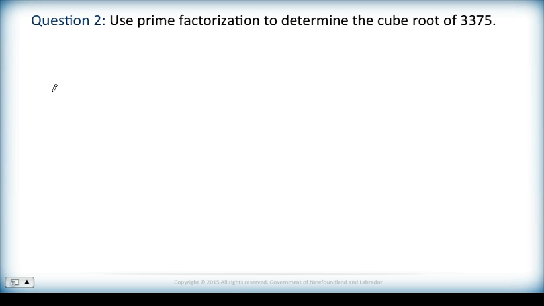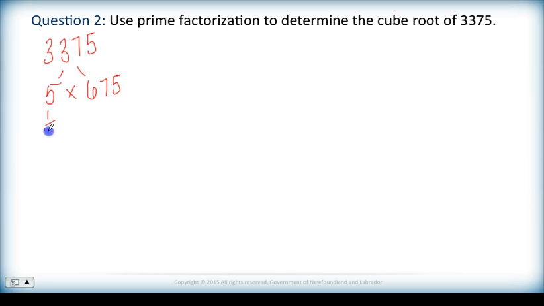Next, number 2: use prime factorization to determine the cube root of 3,375. So what we're going to do is start off with our prime factorization of 3,375. And we're going to decide what number to start off with. Well, since it ends in 5, we can start off with the prime number 5. 5 times 675 is our first level.